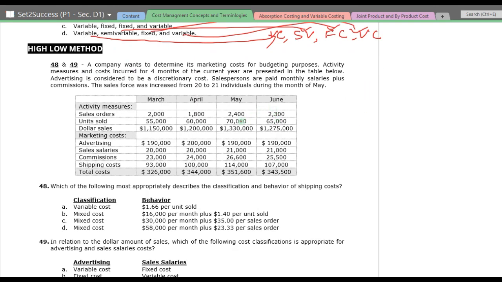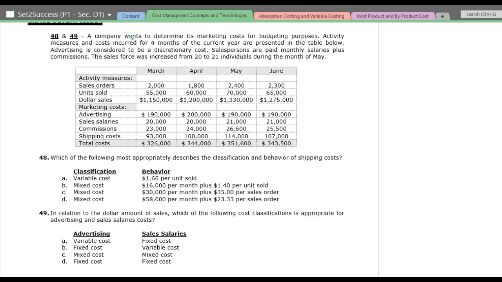Now we are going to discuss another topic, that is the high-low method. A company wants to determine its marketing cost for budgeting purposes. Activity measures and costs incurred for 4 months of the current year are presented in the table below. Advertising is considered to be a discretionary cost. What is a discretionary cost? These are the costs that depend upon management decisions.